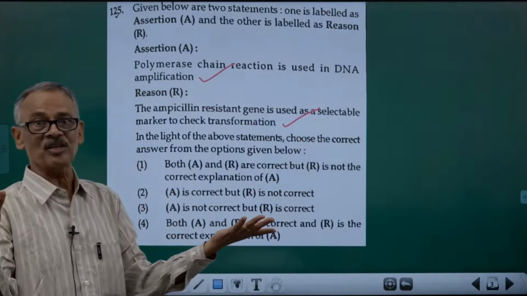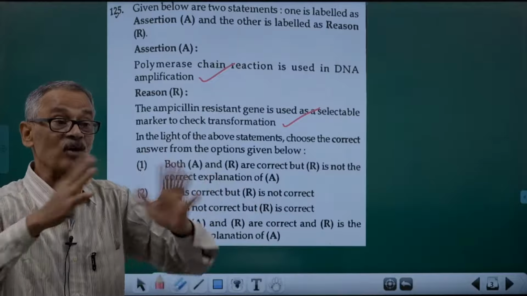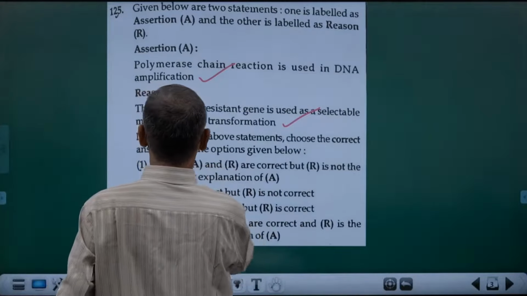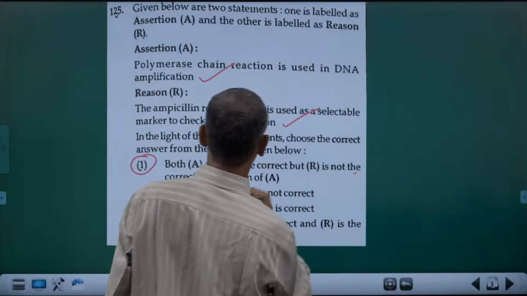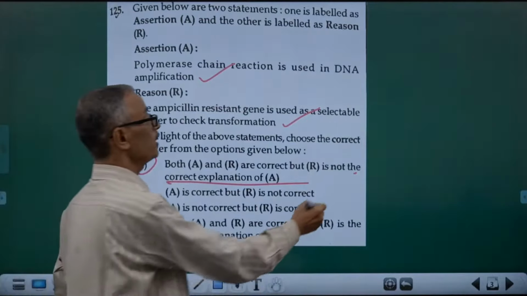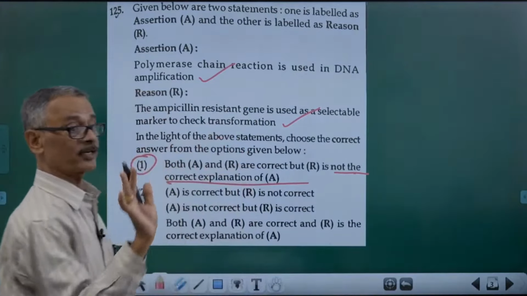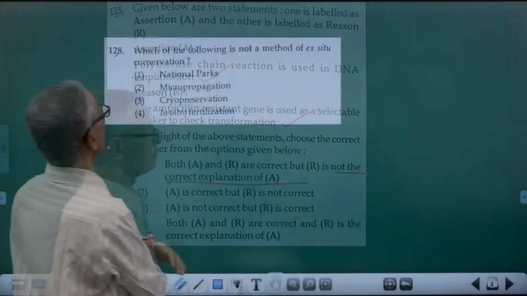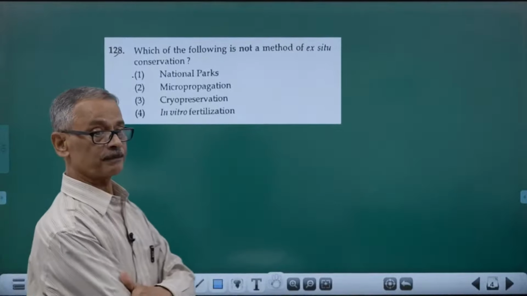See, there is no connection between these two. Statements are all correct, but the statements are not related. So, we can give only one. Both A and R are correct statements, but R is not the correct explanation of A. Both statements are correct, but not the correct explanation. That is why we take option 1, which is not a method of ex situ conservation.